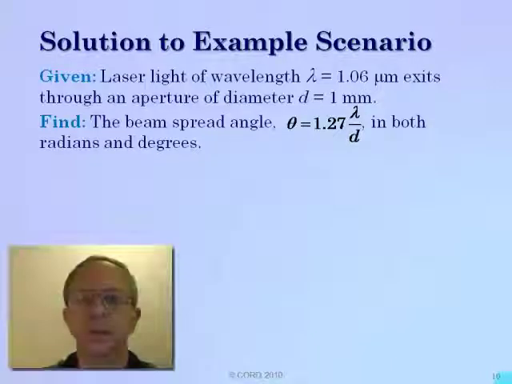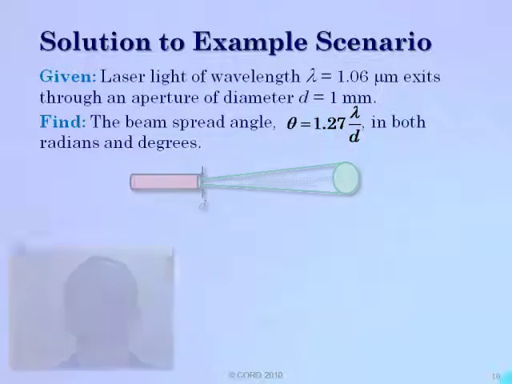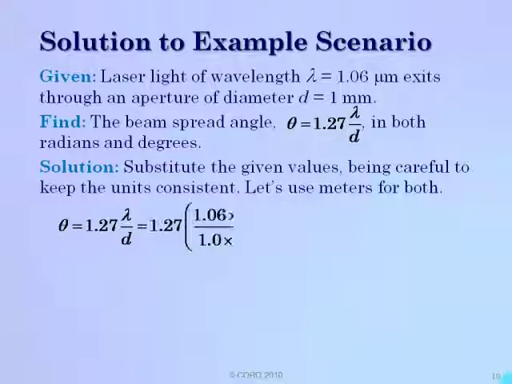Now we're ready to look at the solution to the example scenario. So we have laser light of wavelength 1.06 microns going through an aperture of diameter 1 millimeter, and we're asked to calculate the beam spread angle, the divergence, using this formula, 1.27 times lambda over d, and that will give us a measure in radians.